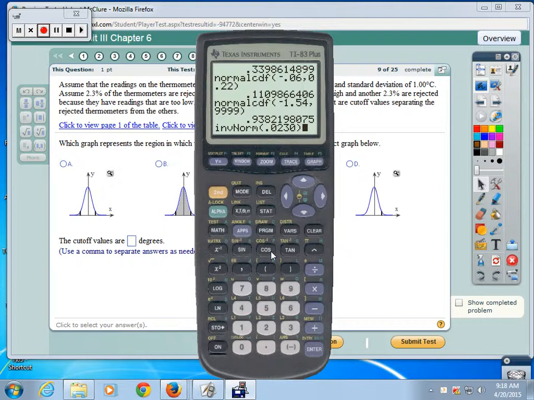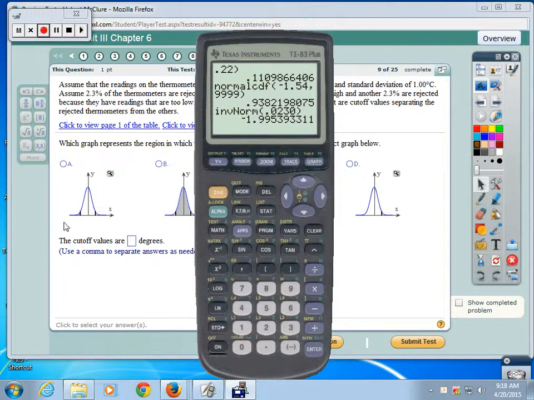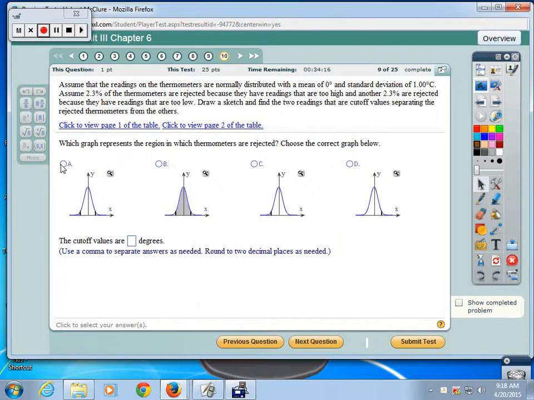0.0230 and enter. And that's going to be negative 2 and positive what? Positive 2. So A is your answer there. Negative 2, comma, positive 2.